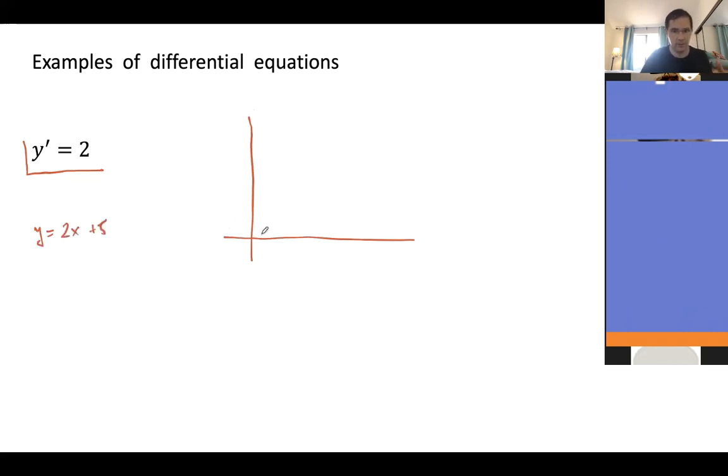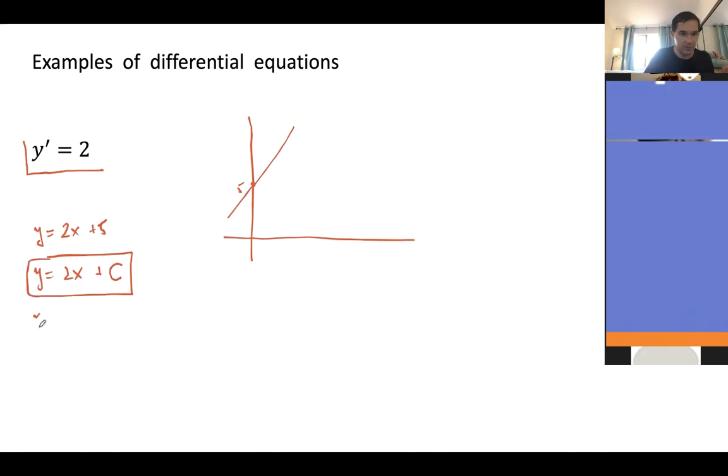So 2x will look like this, and then plus 5. So this is 5. Then your solution looks like this, 2x plus 5. Another example, okay, very quickly, one more example of a solution of this differential equation. So you can take 2x. See, you have to take 2x because the derivative of this would be 2. And then you take any constant c, and this is the general solution of this differential equation.